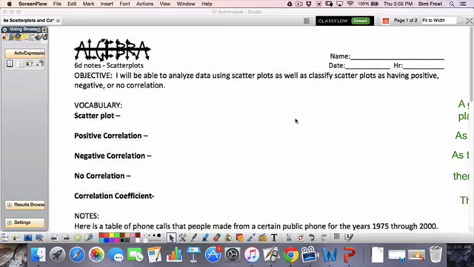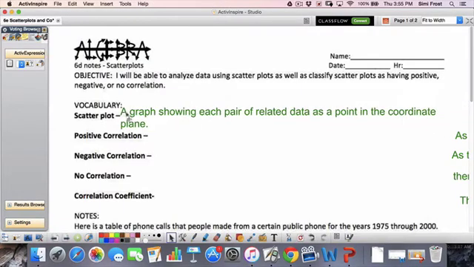In the video for 6D, our objective is I will be able to analyze data using scatter plots, as well as classify scatter plots as having positive, negative, or no correlation. All right, so what is a scatter plot? This is a graph showing each pair of related data as a point on the coordinate plane.